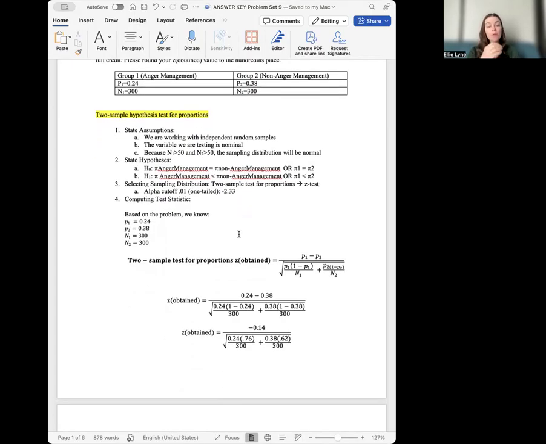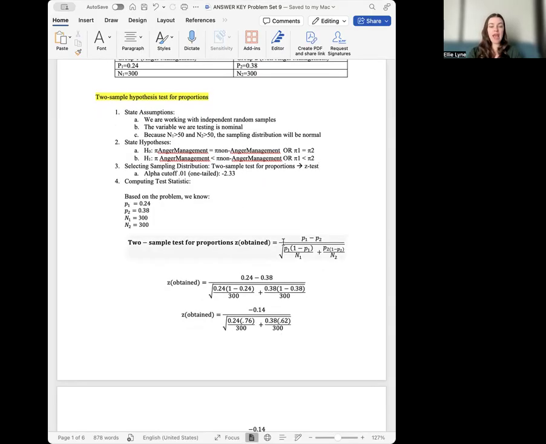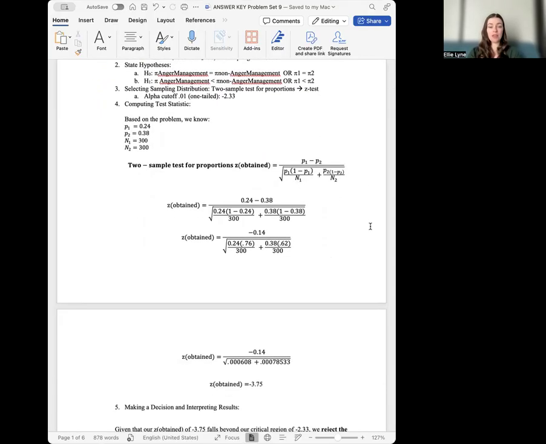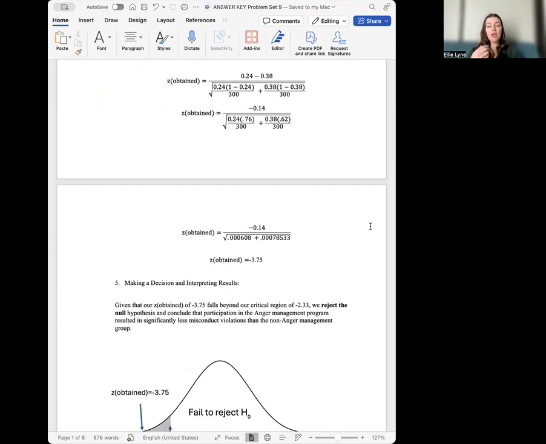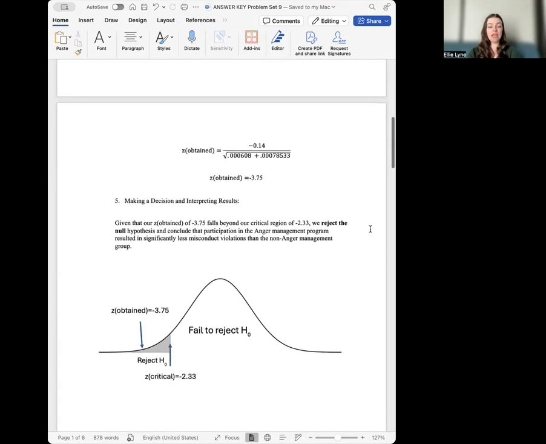Now we can proceed to step 4, which is actually computing our test statistic. Based on the problem, we know the following information, and I'm taking this straight from the table that is provided to us. Here I have listed our 2-sample test for proportions base formula. What you see in the following steps is me simply working through the math based on the information that I have gathered from the table itself. This is a good time to check your work if you had any issues computing this specific z obtained value. You should get approximately negative 3.75 as your z obtained value.